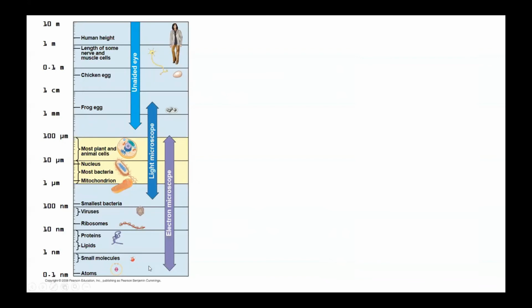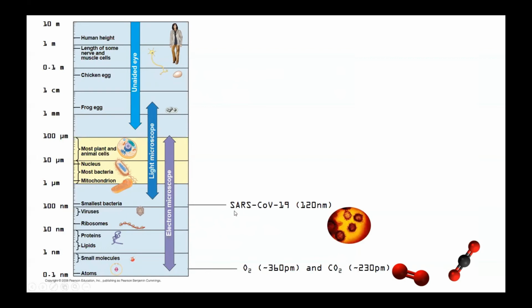So we'll start as small as we can go, okay? Things like oxygen and carbon dioxide. You can see they're hanging real far down here. We may not even be able to see them, all right, at 360 and 230 picometers respectively. Okay, so we're down here almost near atom territory. Just above that, here is SARS-CoV-19. So this is COVID-19. This is about 120 nanometers in diameter. Okay, so we're somewhere right in here.